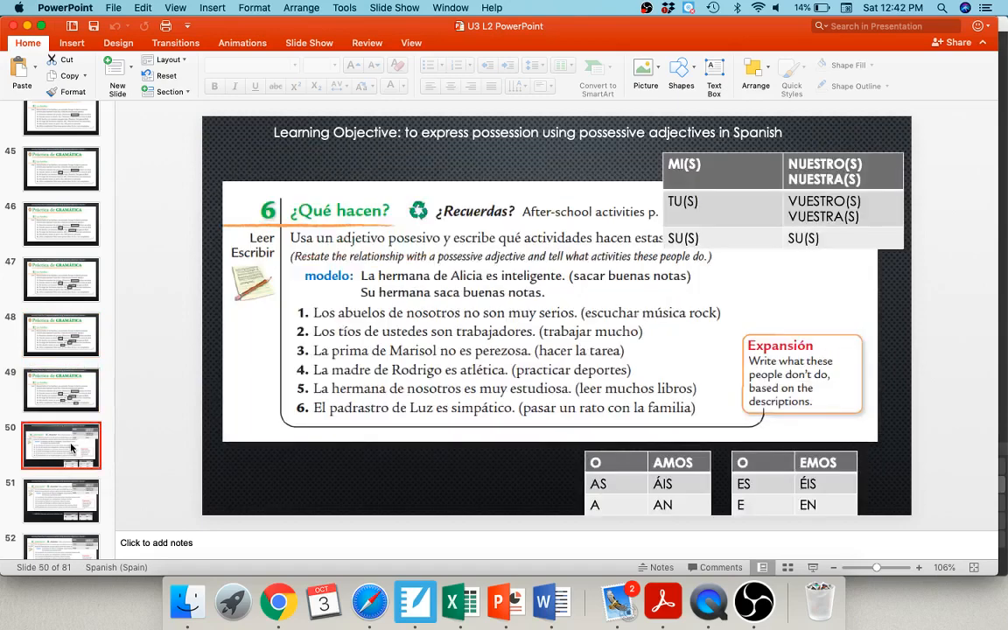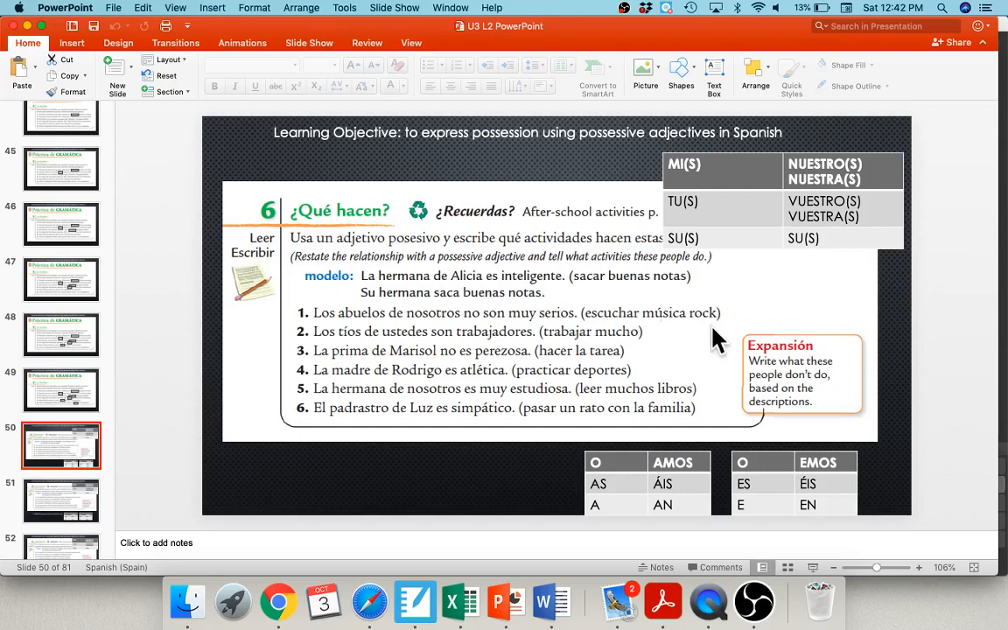Okay, so just in line with our learning objective to express possession using possessive adjectives in Spanish, I want to give you a little bit more practice here in creating these sentences. So for example, in number 1, it tells us, los abuelos de nosotros no son muy serios. The grandparents of us are not very serious. Our grandparents are not very serious, we might say. And then in parentheses, it has escuchar música rock. So you're trying to write a final sentence that says, our grandparents listen to rock music.